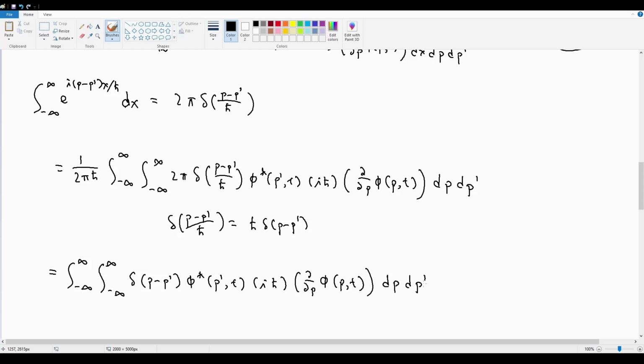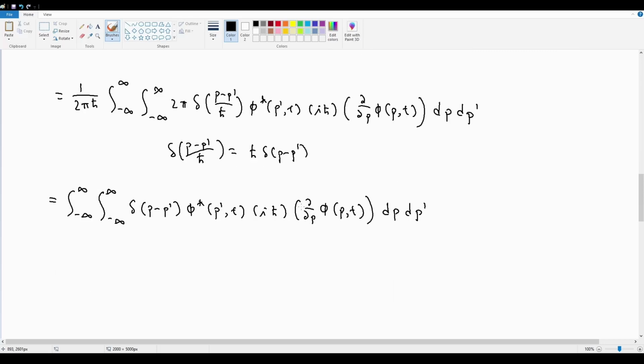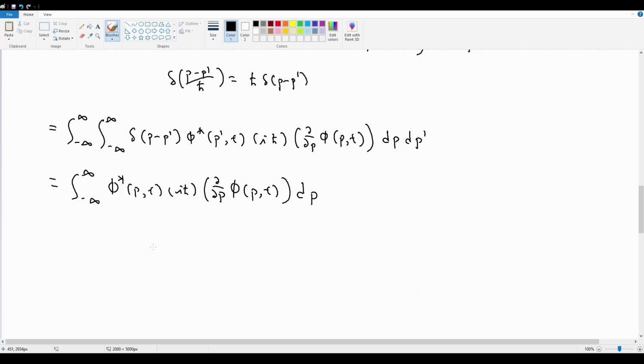dp dp prime. And now we can just turn this back into something purely in terms of dp by pulling out p equals p prime, right, of one of these integrals. So this is going to turn into a single integral where p is just equal to p prime. So phi star of p comma t times i h bar times d by dp of phi of p comma t, dp. And just like that, we have our answer, right? The position operator in momentum space evidently is equal to i h bar d by dp. And with that, we're sort of done with this problem.